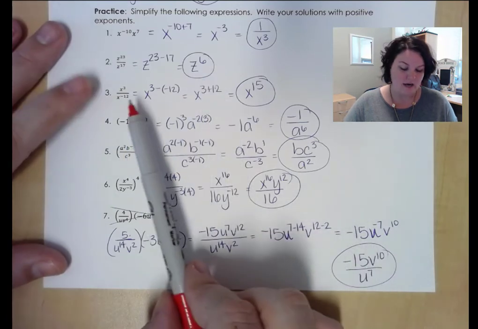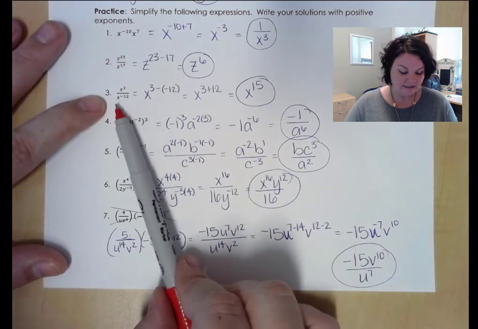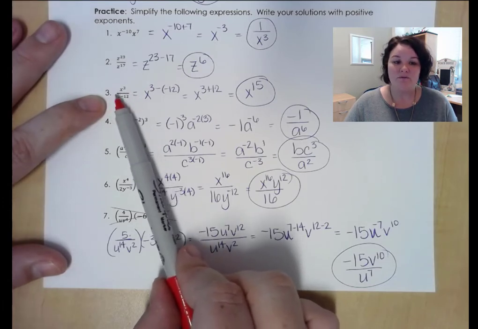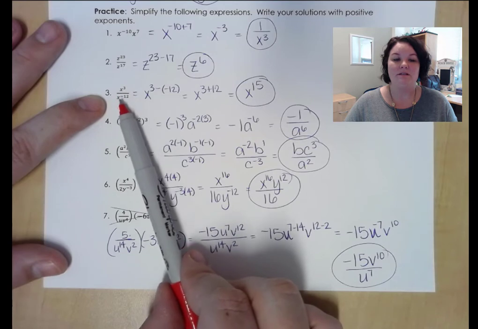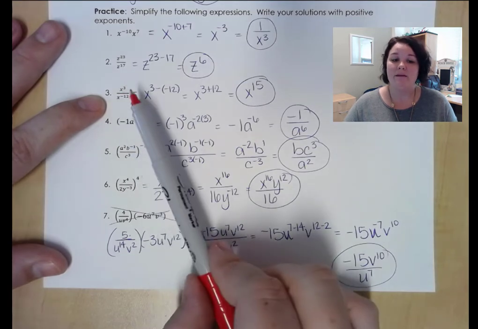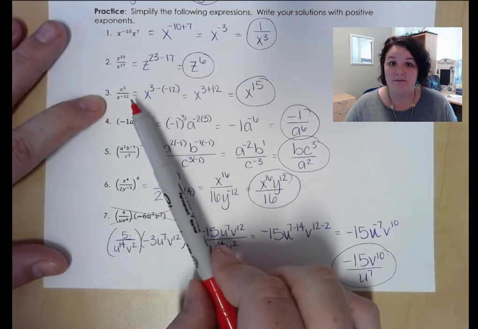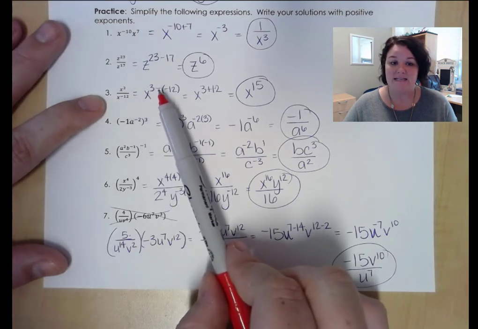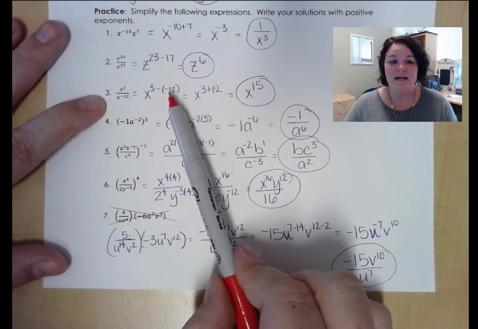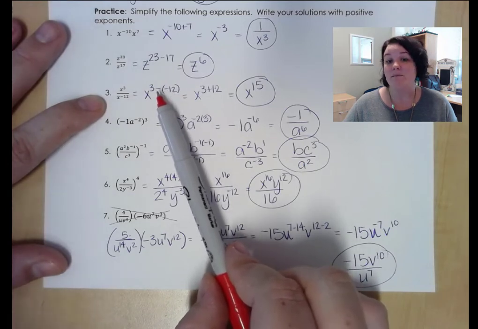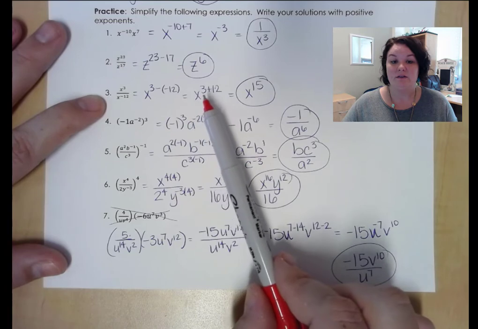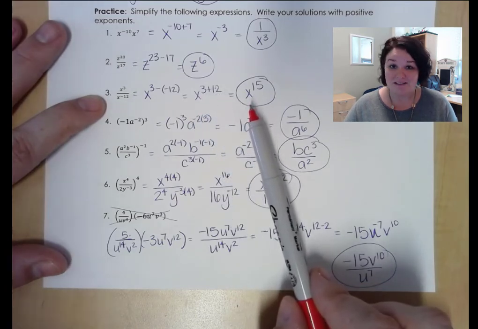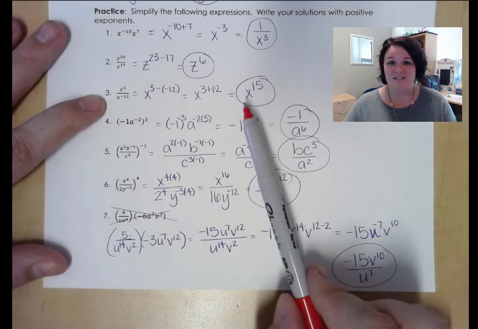Okay. All right, number 3, I need to combine my x terms, right? So I can move this x term from the bottom up to the top, or I can think about it as subtracting the bottom exponent. So x to the 3rd from the top minus the -12 from the bottom. And when we get double negatives, that becomes positive. So x to the 3 plus 12 gives me x to the 15. Again, I'm left with positive exponents, so that's my answer. We just stop there.